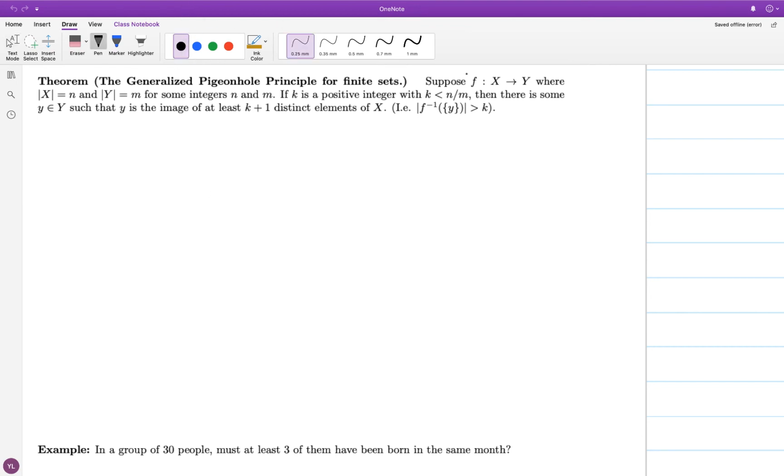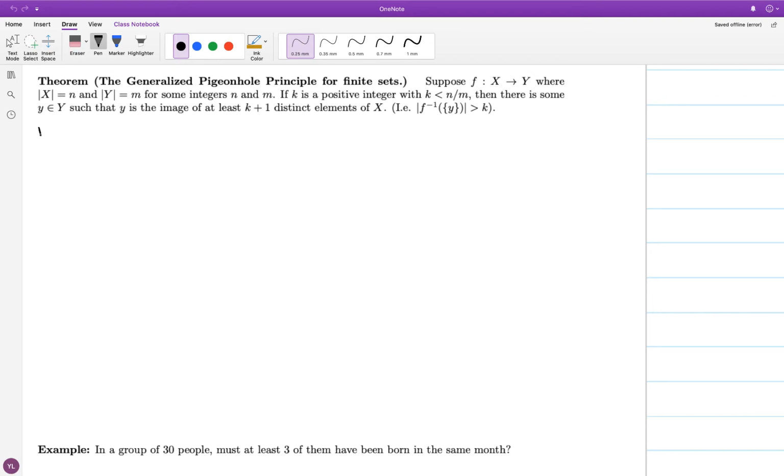All right, let's prove something that's a little bit more general than the pigeonhole principle. This statement is saying that if you have n elements in your domain and m elements in your codomain, and you know that the ratio of n to m has some positive integer k below it, so it's not only that the size of X is bigger than the size of Y, but it's bigger by a factor of k, then you're guaranteed to have some member of the range, y, that has at least k plus 1 distinct elements going to it.